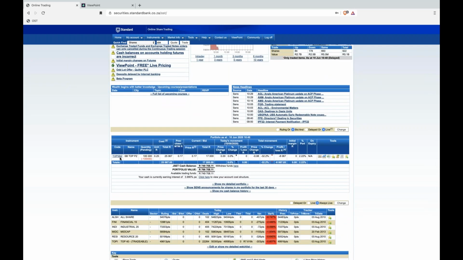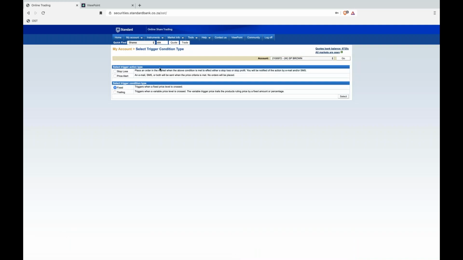I've got that top SPZ there. I would click the little lightning bolt, which is to set up alerts or stop losses, and I can do either an alert or a stop loss. So at the top up here, it says stop loss or price alert. The alert will send you an email or SMS, or both. You get to choose. The other one is the stop loss, which will send the order to market. Then do you want it fixed or do you want it trailing?